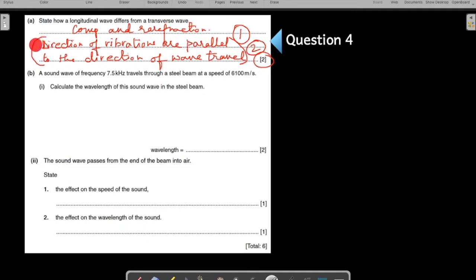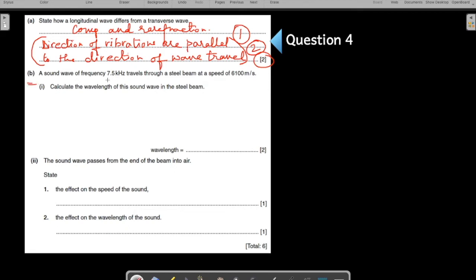So the correct definition of longitudinal wave, as is explained in my video, is connecting the phrase 1 and the phrase 2, which is direction of vibrations of the medium are parallel to the direction of the wave travel. Practice it more and more, very relevant, and this question comes in the examination so many times. Let's come to the B part.